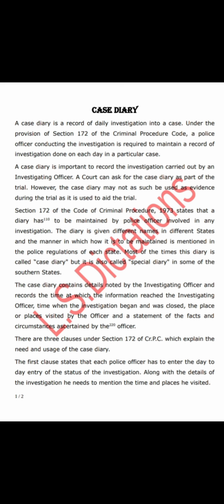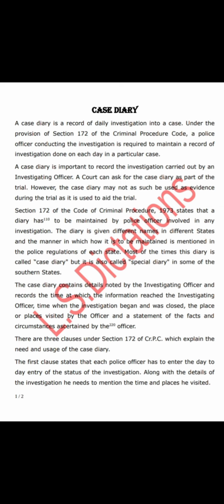The case diary contains details noted by the investigating officer and records the time at which the information reached the investigating officer, time when the investigation began and was closed, the place or places visited by the officer, and a statement of the facts and circumstances ascertained by the officer.